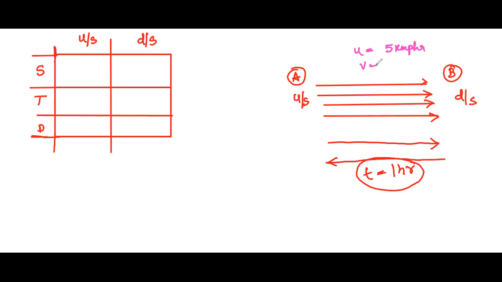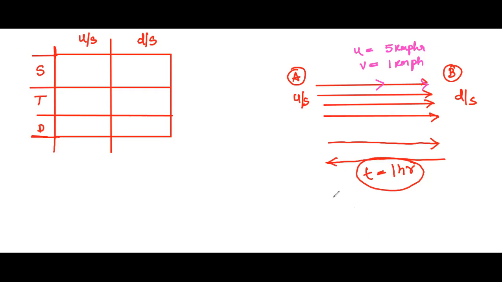And also they have given the velocity. So what is the velocity? Velocity is nothing but 1 kmph. Okay, so velocity is given as 1 kmph. This is the velocity of the river water. So you have to write STD.